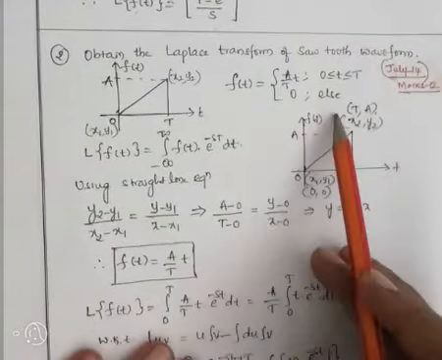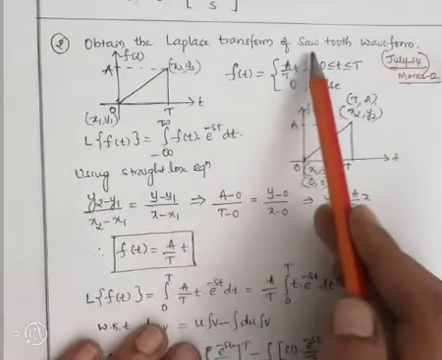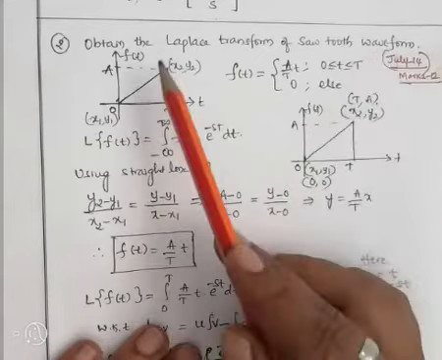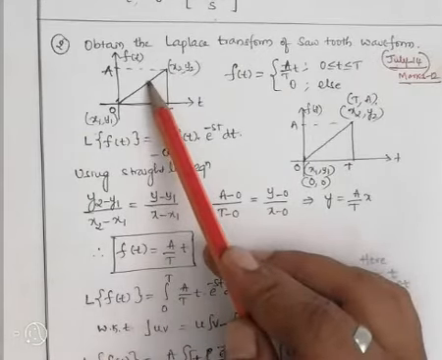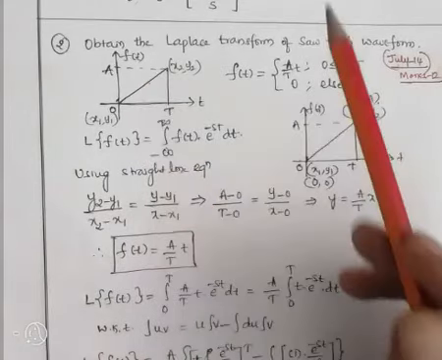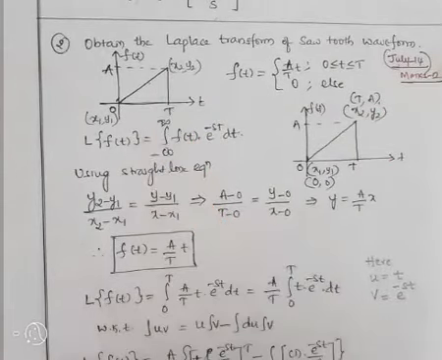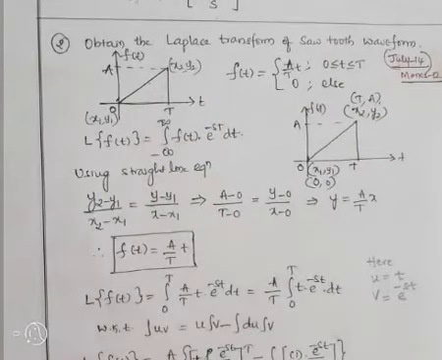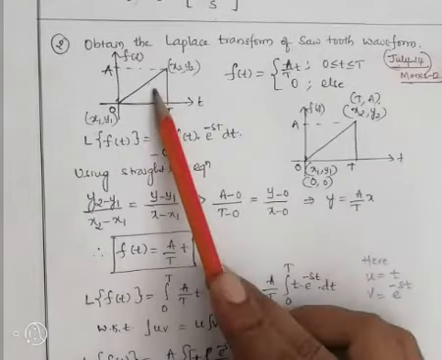Find or obtain the Laplace transform of the sawtooth waveform. This is the sawtooth waveform, and we are asked to find the Laplace transform for this function. As I told you for the previous example, if you get these kinds of examples, then in order to calculate the Laplace transform, the first step is to express the given function in terms of mathematical equations.